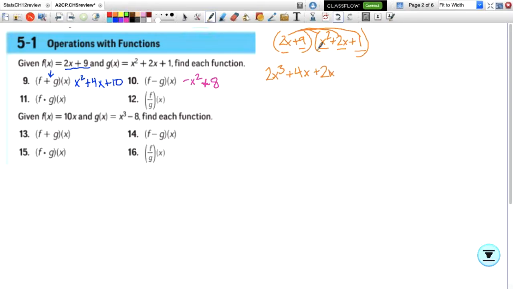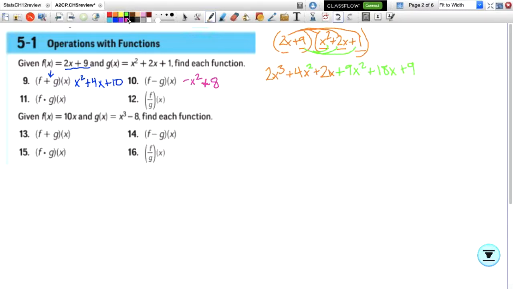Now I'll take that 9 and distribute it through also. So 9 times x squared is going to be positive 9x squared. Oops, here when I did 2x times 2x, I should have gotten 4x squared. Sorry about that. Yeah, so 9 times x squared, 9x squared. 9 times 2x should be a positive 18x, and 9 times 1 should be just a plus 9.